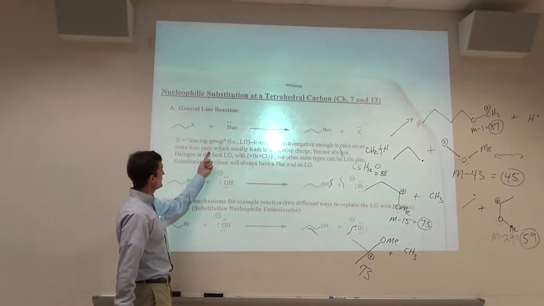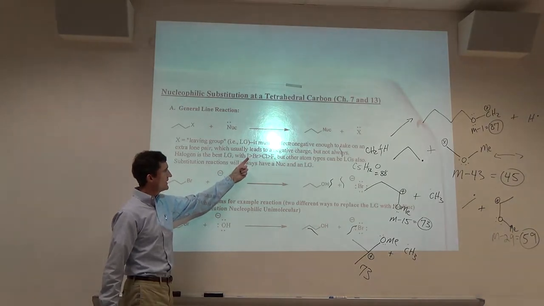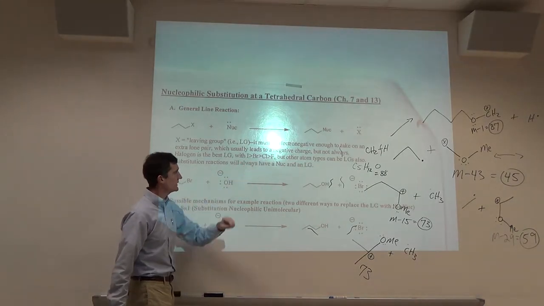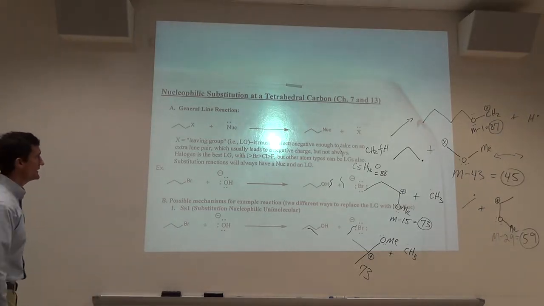Your best leaving groups are typically halogens, with the larger halogens being better. Iodine better than bromine, bromine better than chlorine, and that's much better than fluorine. Other types of atoms can be leaving groups though.